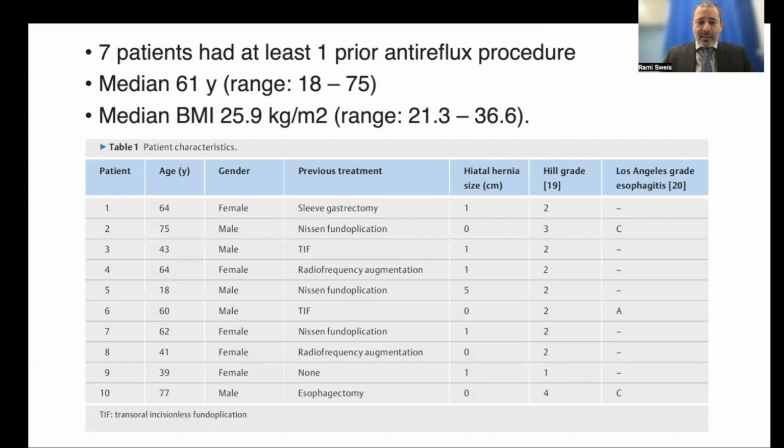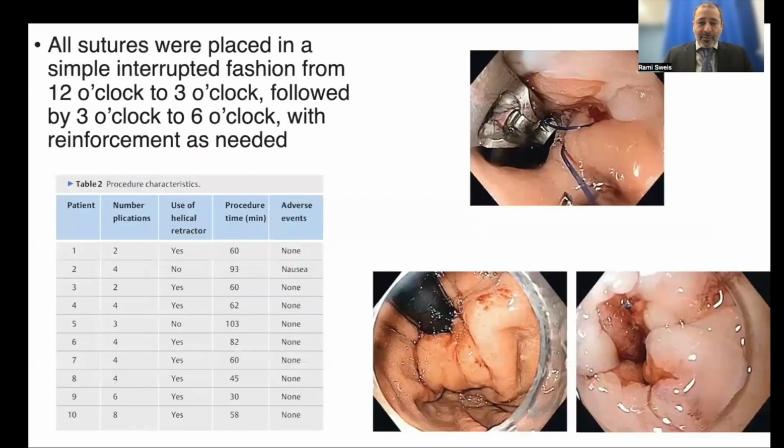You can see that the majority of them had some form of anti-reflux procedure undertaken. One even had an esophagectomy. One had a 5 centimeter hiatus hernia. They're also all fairly large. The median age was 61. The sutures were placed in a simple interrupted fashion from 12 o'clock to 3 o'clock, and then from 3 o'clock to 6 o'clock, with reinforcement as needed. The procedure took anywhere between 30 and 100 minutes.